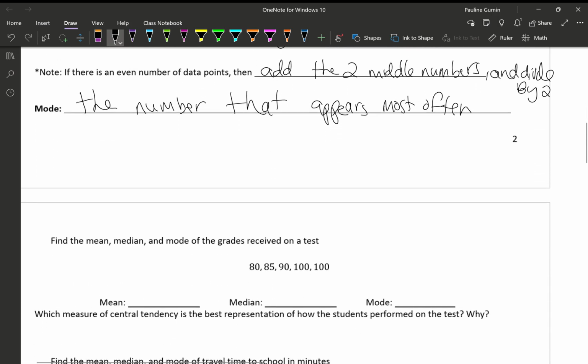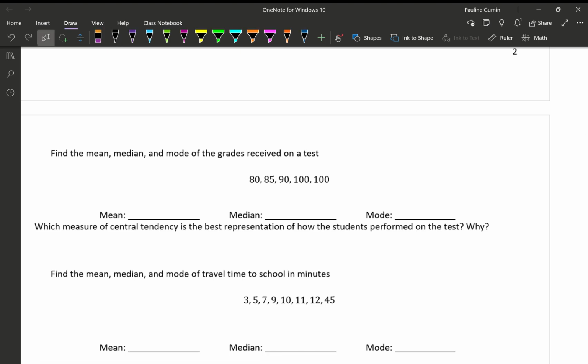Let's continue. All right, here's a few data points. Let's find the mean, median, and mode. Let's start off with the mode because that's the easiest. The mode is 100 because I see it twice. Let's do the median. In order to do the median, what I like to do is cross one number off from each side until I'm left with 90 in this case.